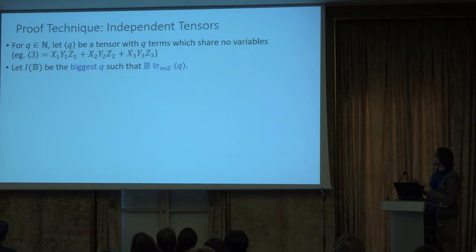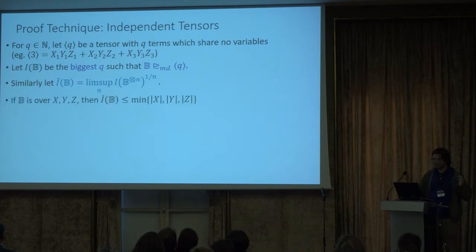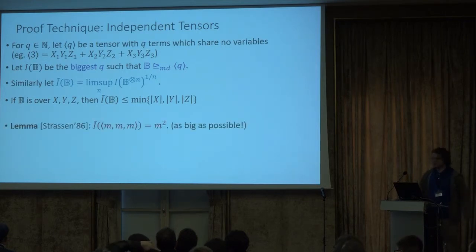For a tensor B, I'll write I of B as the biggest number of independent terms you can monomial degenerate B into. More generally, if you're using tensor powers, you can use I tilde of B as the tensor power version of I of B. So this is how many independent terms you can monomial degenerate your tensor into. And one really simple upper bound is that you can't do more than the number of variables. So if B has x variables, then I of B and I tilde of B can't be more than x. Okay, so what's interesting about this is that Strassen showed, if you reinterpret one of his results in our notation, that matrix mult tensors have really big I tilde.